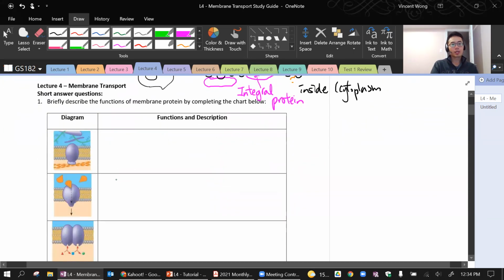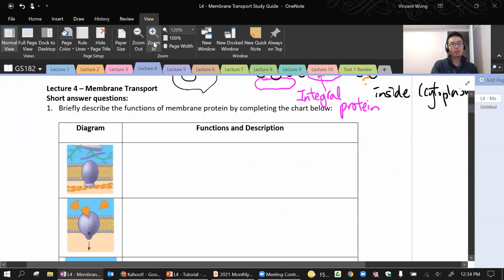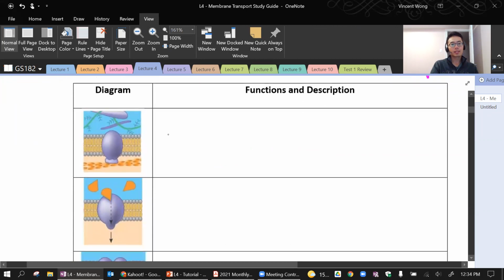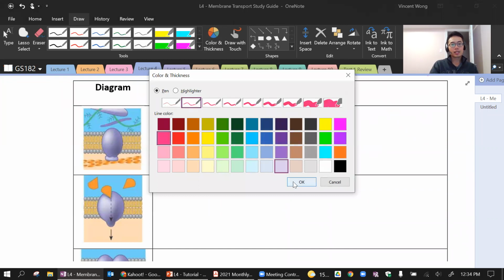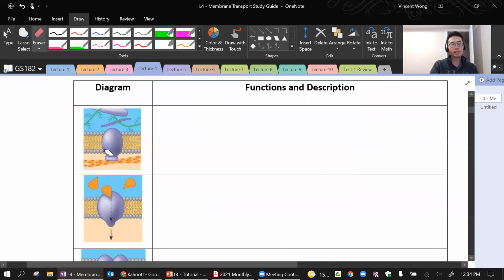Now we are going to talk about the function of the membrane proteins. The first function, as shown in this picture, is that the membrane protein, and you can see this is the cell membrane, this is the inside, this is the outside, attaches to the cytoskeleton.